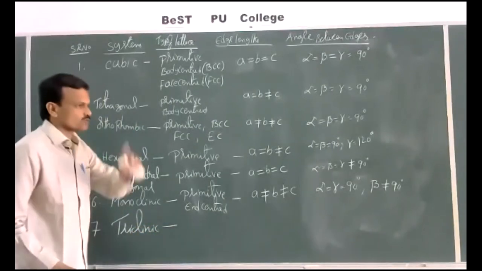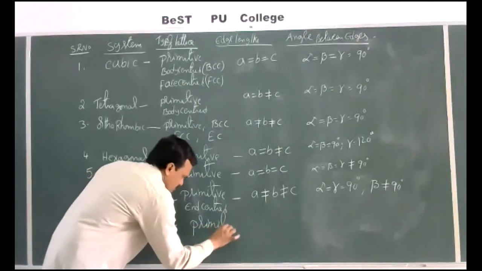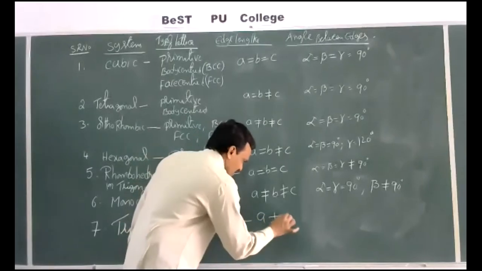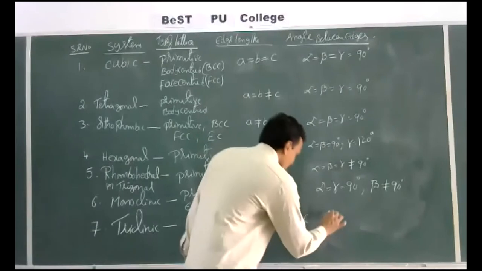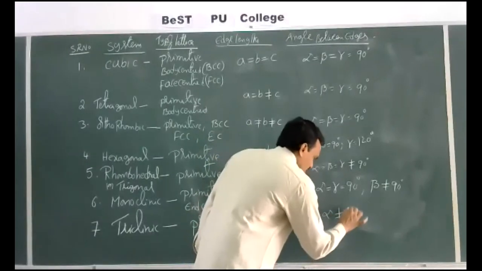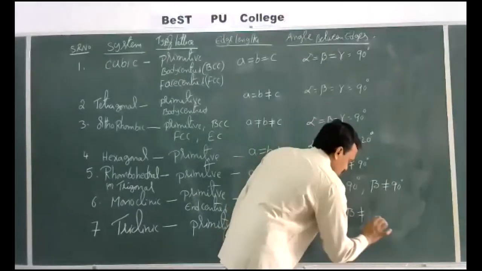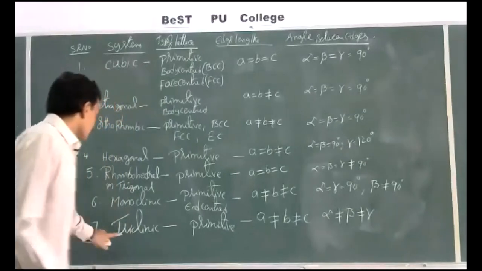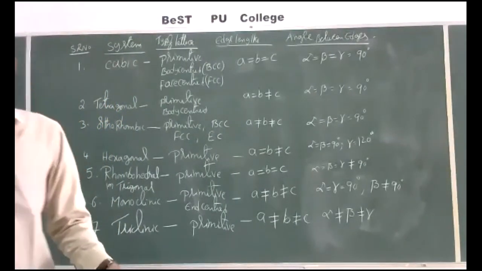And seventh one, triclinic. This also contains only one unit cell. This is a primitive unit cell. And here all lengths are different. A is not equal to B is not equal to C. And all angles are also not equal. Alpha not equal to beta not equal to gamma. So these are the parameters of this triclinic system. So these are the 7 types of crystal systems.